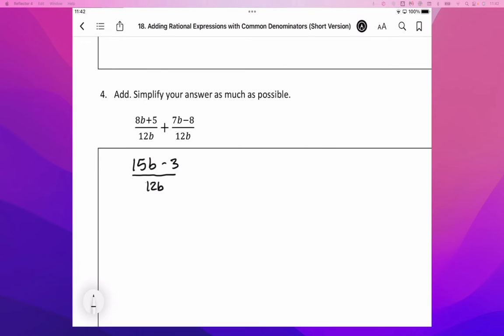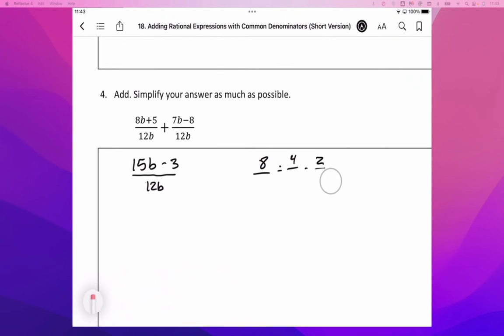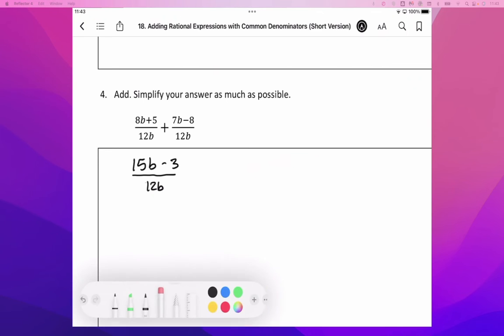Now what we need to notice is that we can simplify this fraction, just like we could simplify the fraction 8/12. We could divide the numerator by 4 and divide the denominator by 4 and get 2/3. The same thing can happen with a fraction like this one here on the left. And what we need to notice is that all of those three terms, the 15b, the negative 3, and the 12, all have a common factor of 3.